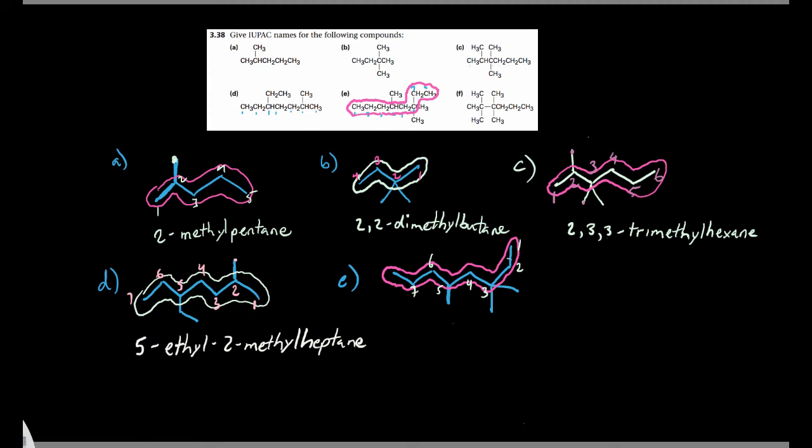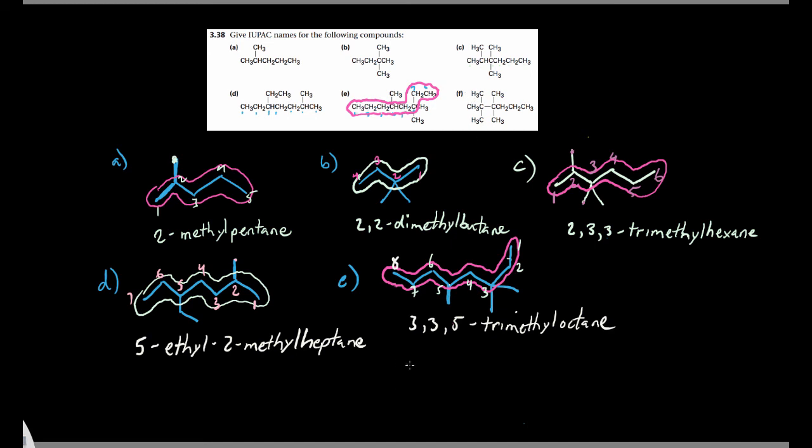So 1, 2, 3, 4, 5, 6, 7, 8. Okay, so it looks like we have 2 methyls on the 3 carbon and 1 methyl on the 5 carbon. So this will be 3,3,5-trimethyloctane. 3,3,5-trimethyloctane. And let's go to F here.